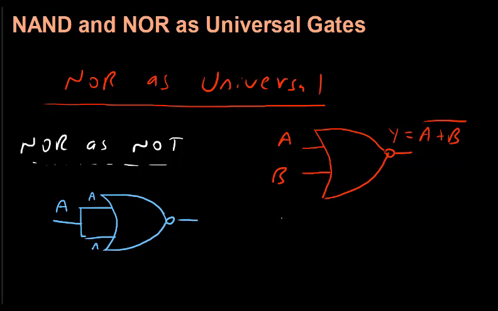So let us analyze the output. Y would be A or A the whole bar, but we know A or A is A, so what we get is A bar. Therefore output is Y equal to A bar. So input is A, output is A bar, so it works as a NOT gate. If we short the inputs of a NOR gate, it works as a NOT gate.